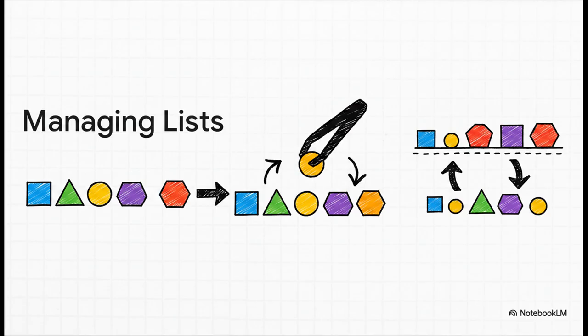Because lists are mutable, meaning they can change, we have special commands to manage them. We can use .append to add a new item to the very end, .remove to delete a specific item, and .sort to easily organize all the items in ascending order. Since you can change them on the fly, lists are perfect for data that is constantly updating, like the items sitting right now in a player's digital inventory.